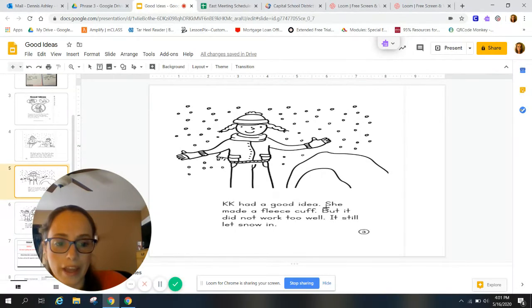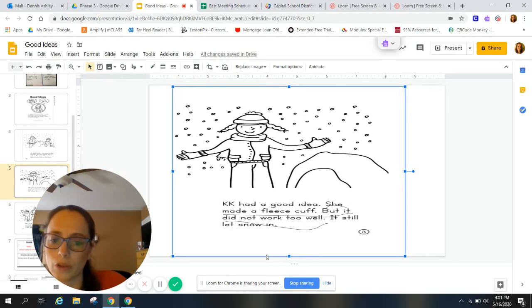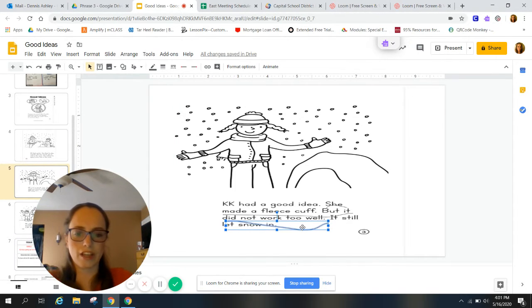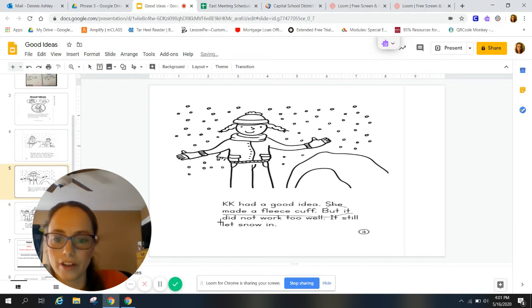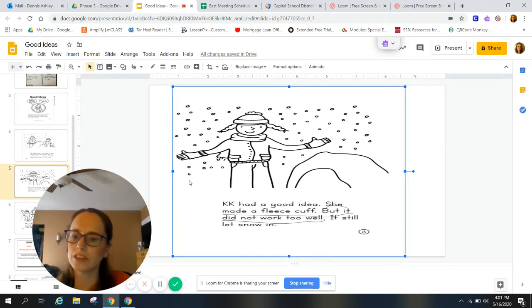So, right, she made a fleece cuff, but it did not work too well. So it did not work too well. So let me go in and highlight it. Try to make this straight. Sometimes it's kind of hard on the computer. There you go. Alrighty.